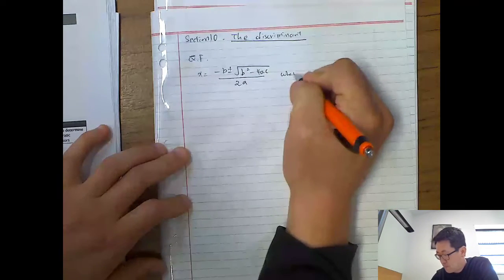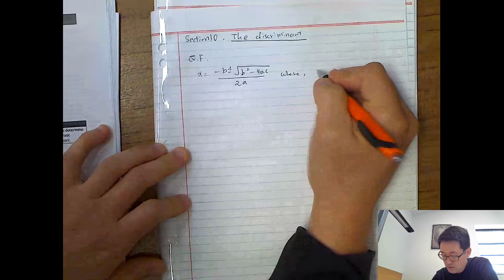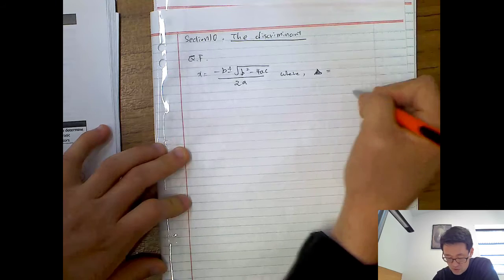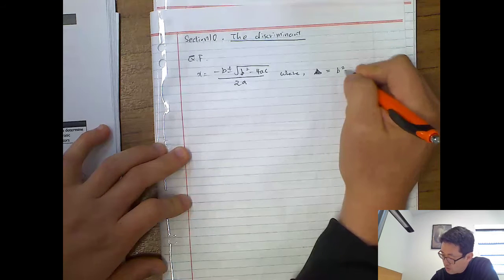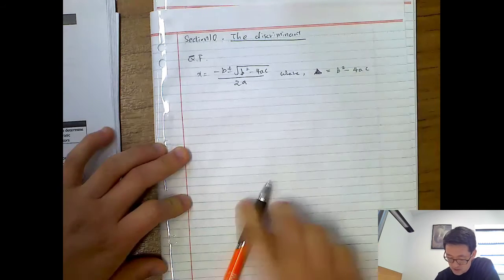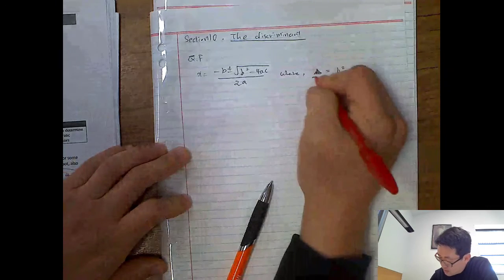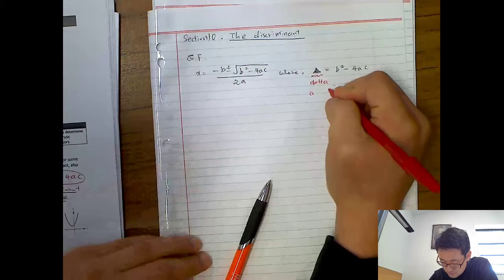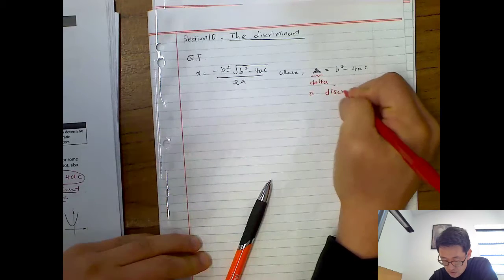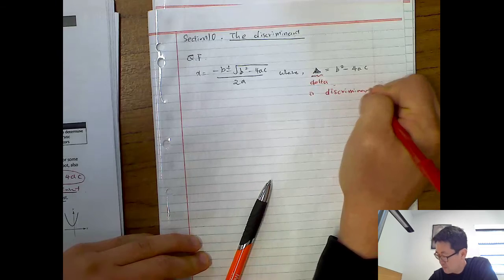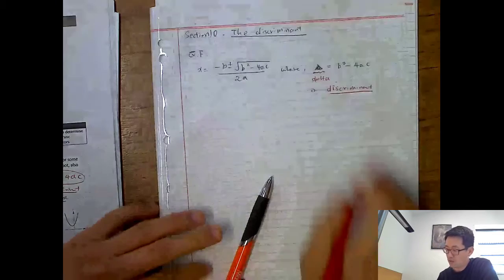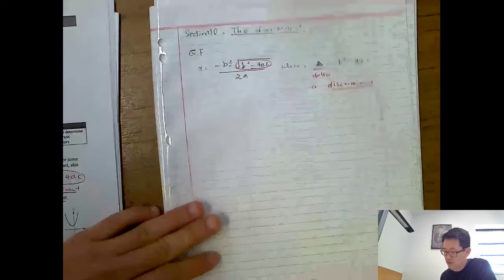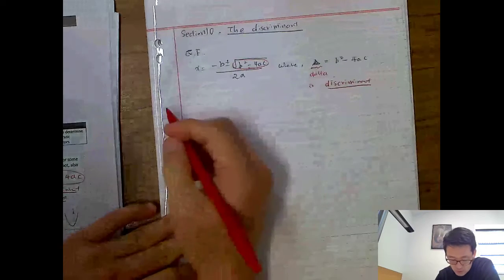And where the discriminant, which is delta, I'll draw that, delta equals b squared minus 4ac. That delta is the discriminant. Okay, and inside this quadratic formula, we use the discriminant.